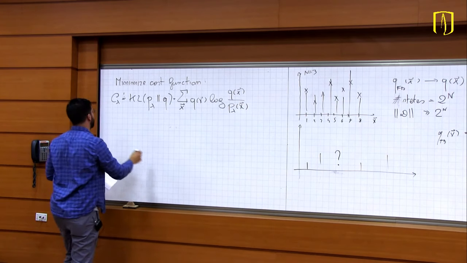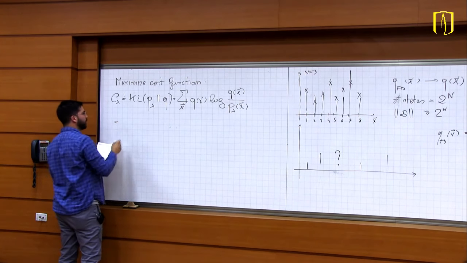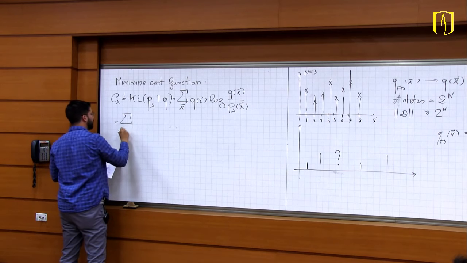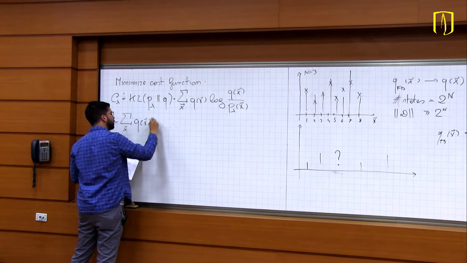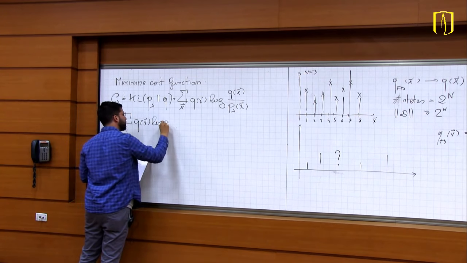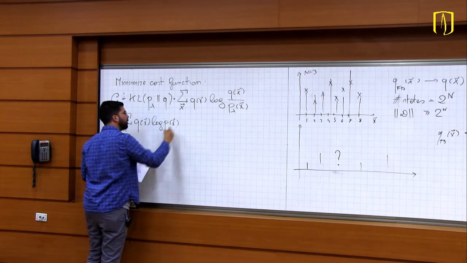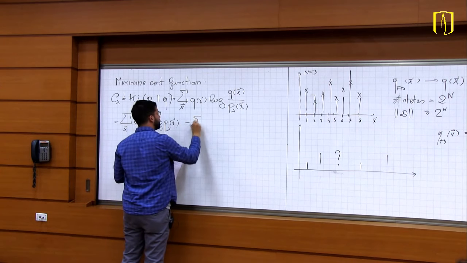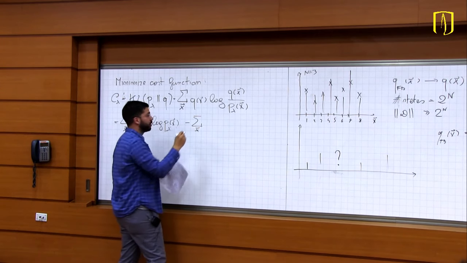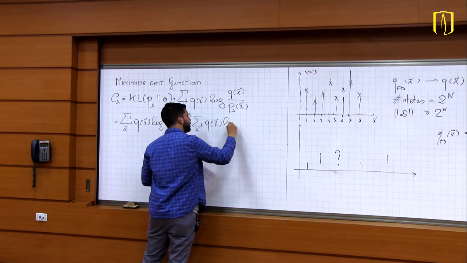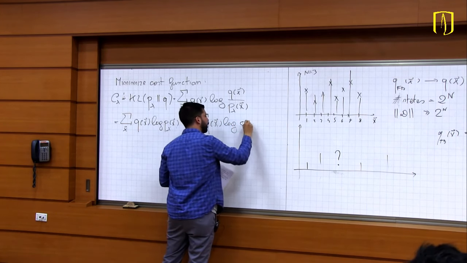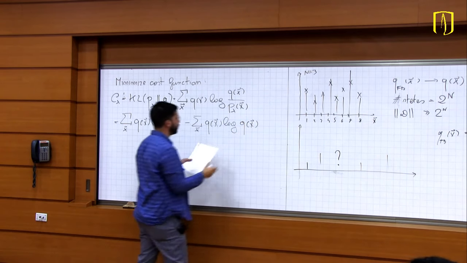And so when you break the logarithm into two, you get the sum over X of Q of X log of P lambda of X, and then you get this other term which doesn't depend on the model. This is just the entropy of the data, of the unknown distribution.